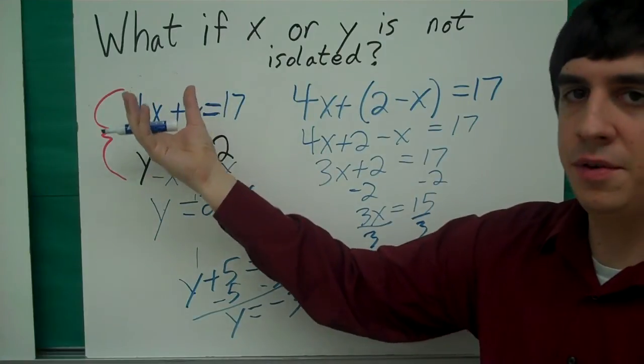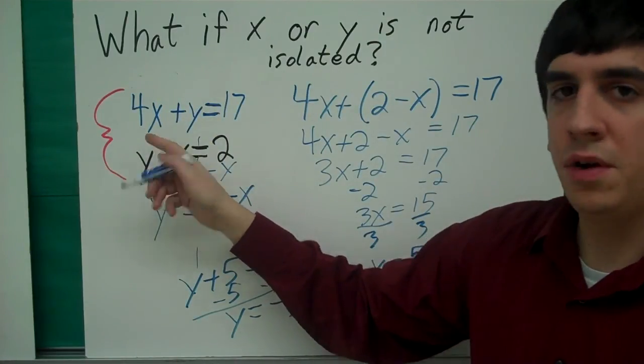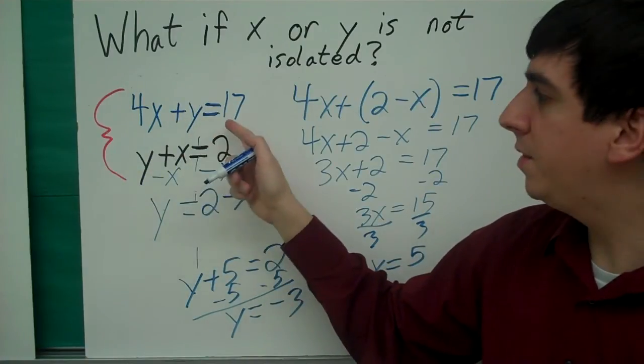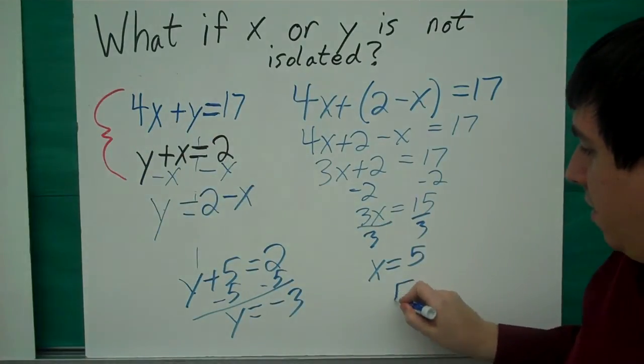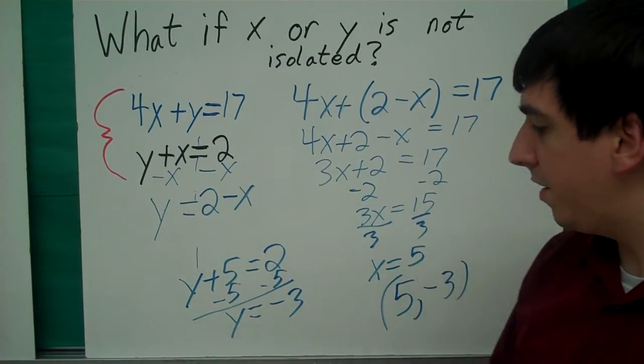Let's use that in the other equation though, just to make sure that it works. 4 times 5 would be 20. 20 plus negative 3 would be 17. So our solution is 5, negative 3. Remember to write that as an ordered pair.